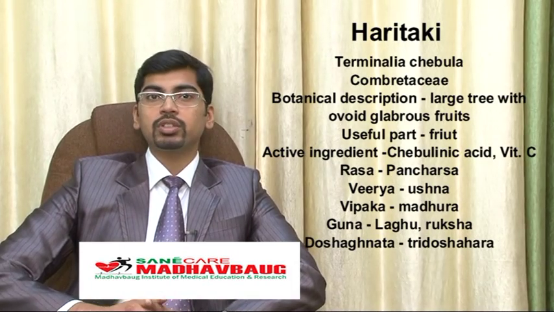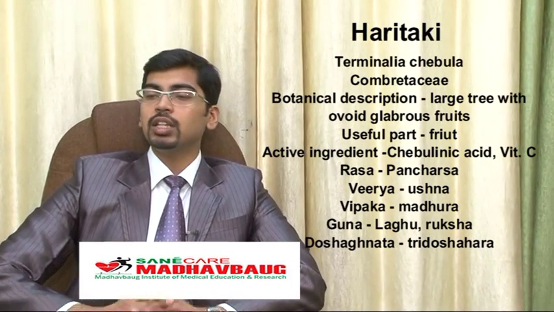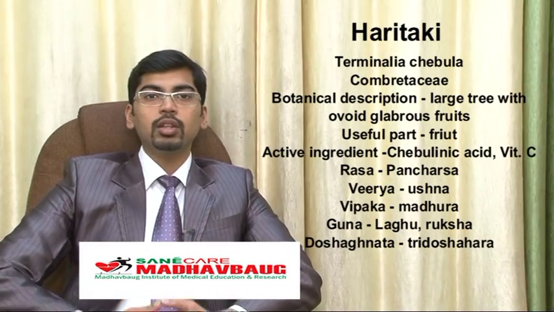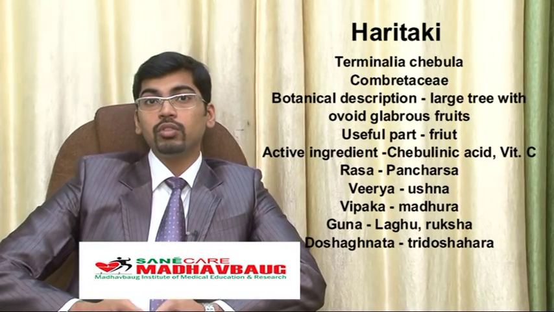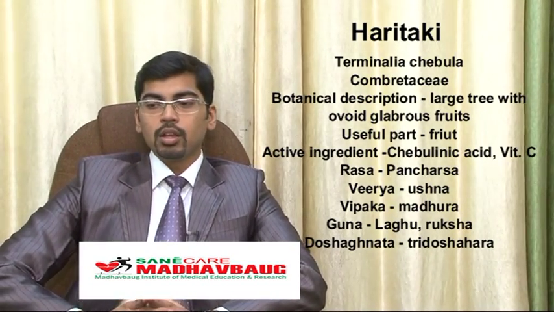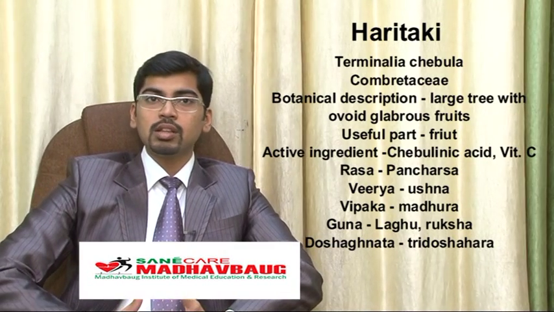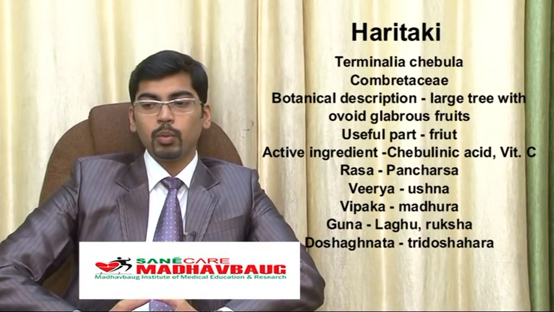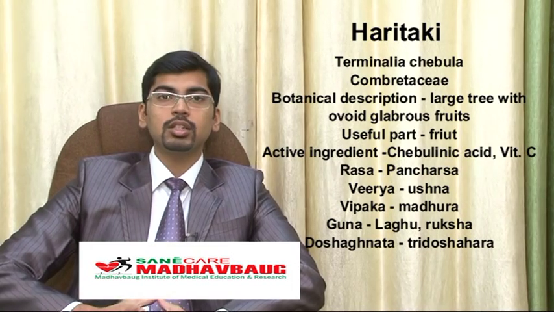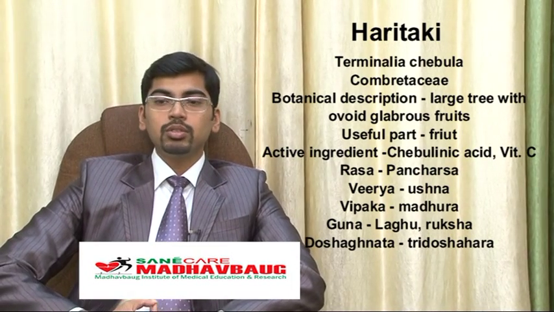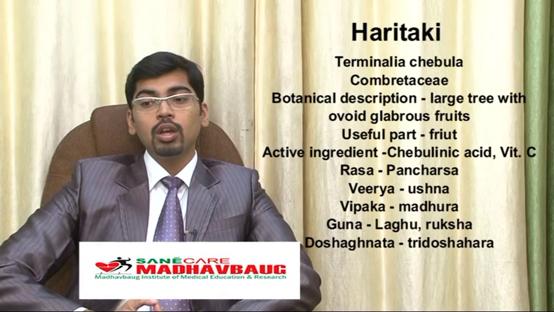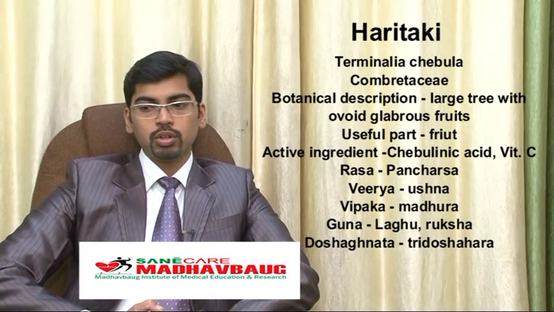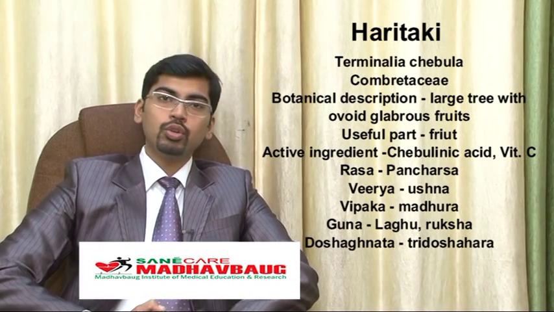So previously I have discussed about dadima. Haritaki is one such drug again, which we can use to achieve a good antioxidant role. Rasa is pancharasa alavana. All the rasas except lavan ras are present in haritaki. Kashaya ras is pramukh ras. Virya is ushna. Vipak is madhur. Guna are laghu and ruksha. Doshagnata is tridoshahara.